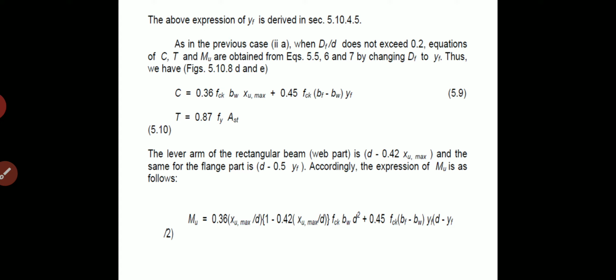Accordingly, the expression of ultimate moment Mu is as follows: Mu equal to 0.36 Xu max upon d, 1 minus 0.42 Xu max upon d, into fck into bw into d square plus 0.45 fck bracket bf minus bw bracket close into Yf into d minus Yf by 2.